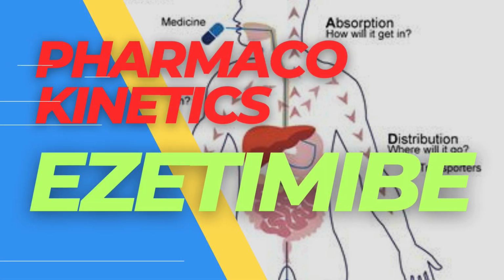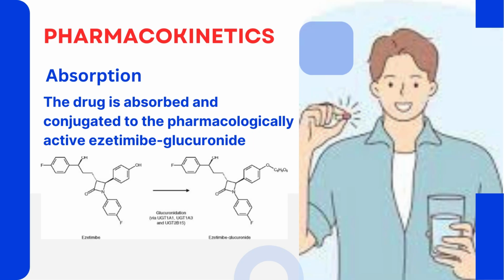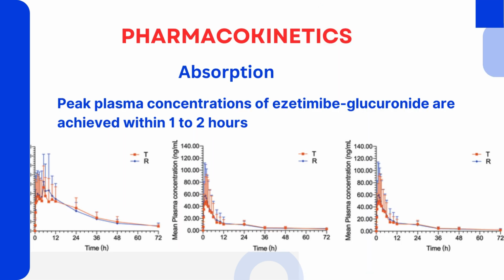Now we will learn about the pharmacokinetics of ezetimibe. This content will help us know how to take the drug, what we can eat during the time of taking the drug. First is the absorption phase. After oral administration of ezetimibe, the drug is absorbed and conjugated to ezetimibe glucuronide to produce pharmacological activity. Mean peak plasma concentrations of ezetimibe glucuronide are achieved within 1 to 2 hours.